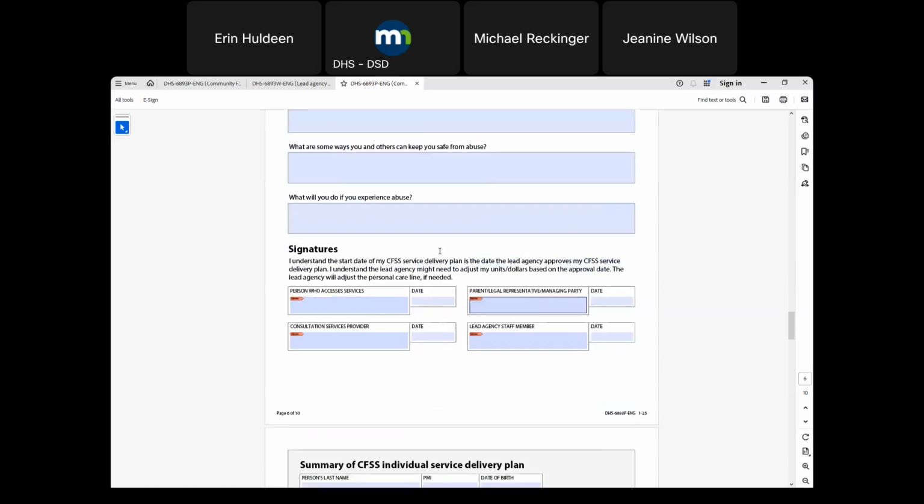And then at the bottom here, it's just signatures. We do require that the person sign the plan or their representative, consultation services, and the lead agency. Okay.